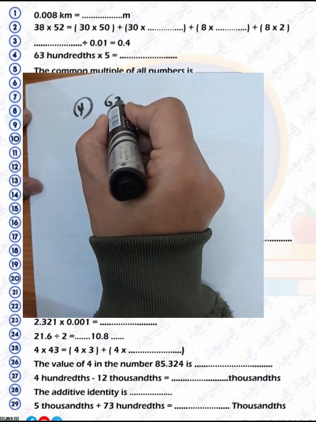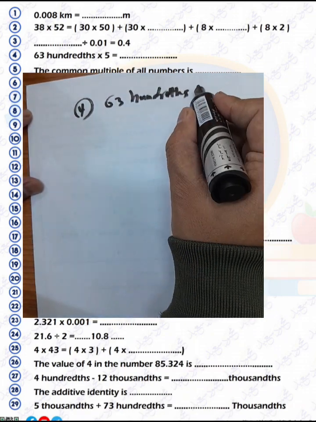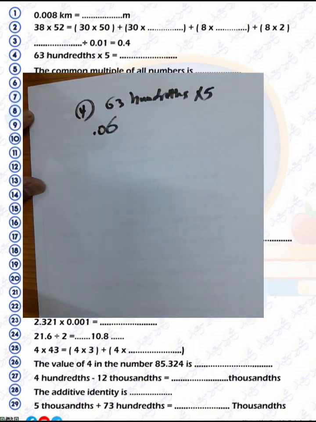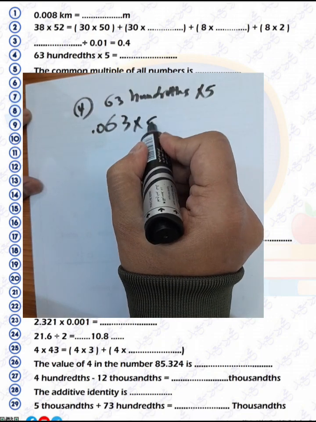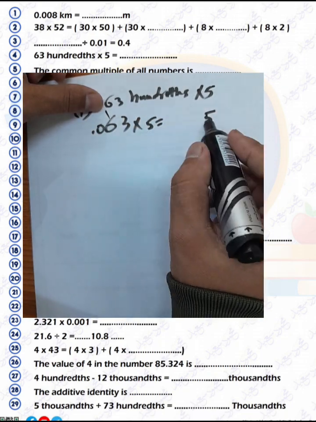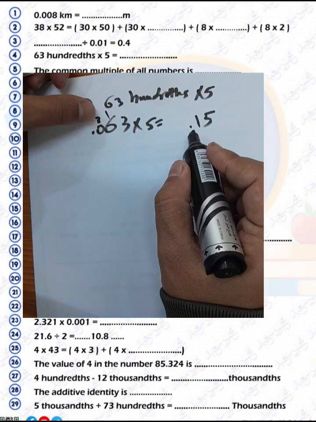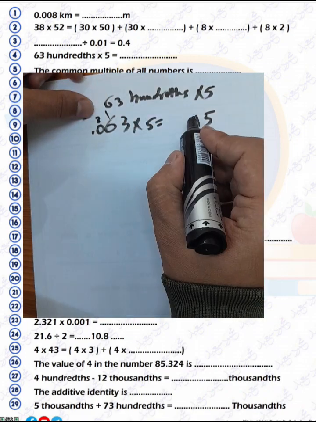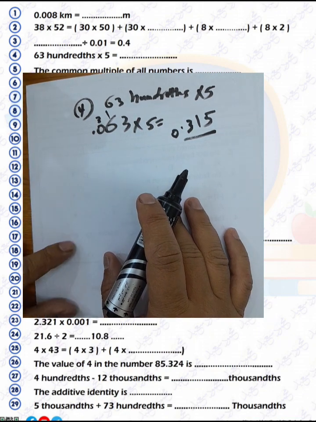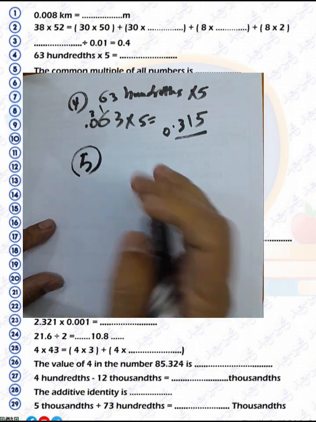63 hundredths times 5. 3 times 5, 15. Write 5 and carry 1. 5 times 6 equals 30. 30 plus 1, 31. Write 1 and carry 3. 0 times 5 equals 0, 0 plus 3 equals 3. The result will be 315. Okay, 315,000. Question number 5.